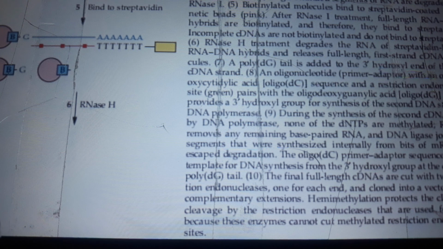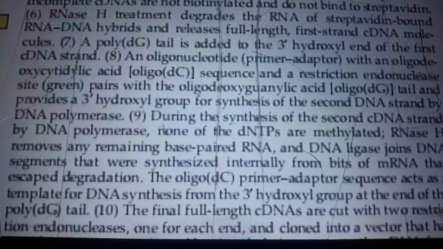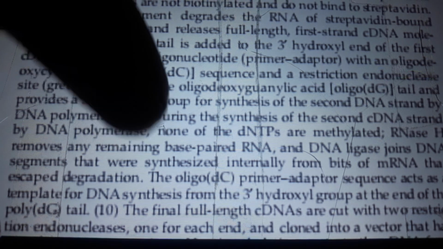And 8 would be an oligonucleotide primer adapter with an oligo-deoxycytidylic acid oligo-dC sequence and a restriction endonuclease site, which pairs with the oligo-deoxyguanylic acid oligo-dG tail and provides a 3' hydroxyl group for synthesis of the second DNA strand by DNA polymerase.